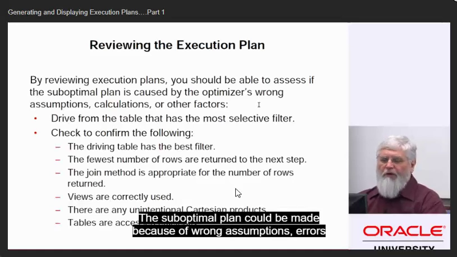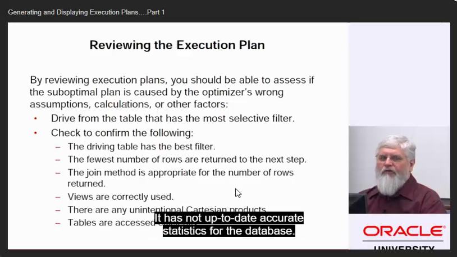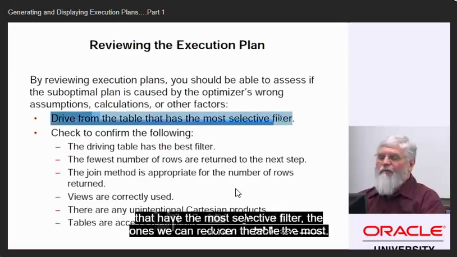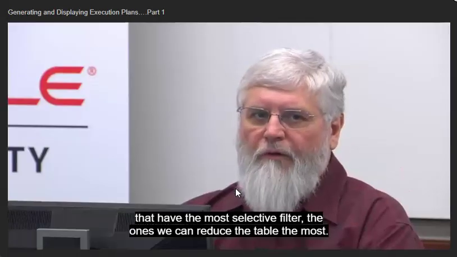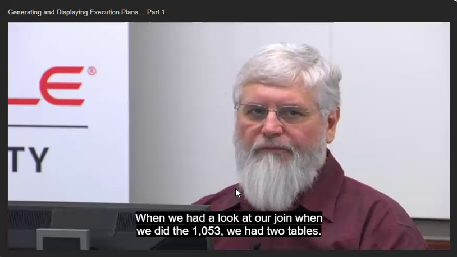Okay. The first thing we said is to drive from the tables that have the most selective filter, the ones where we can reduce the table the most. When we had a look at our join, when we did the 1053, we had two tables. Neither of them had a filter to reduce their data, so we drove from the smaller table because it has the least number of rows that we have to join with the other table.